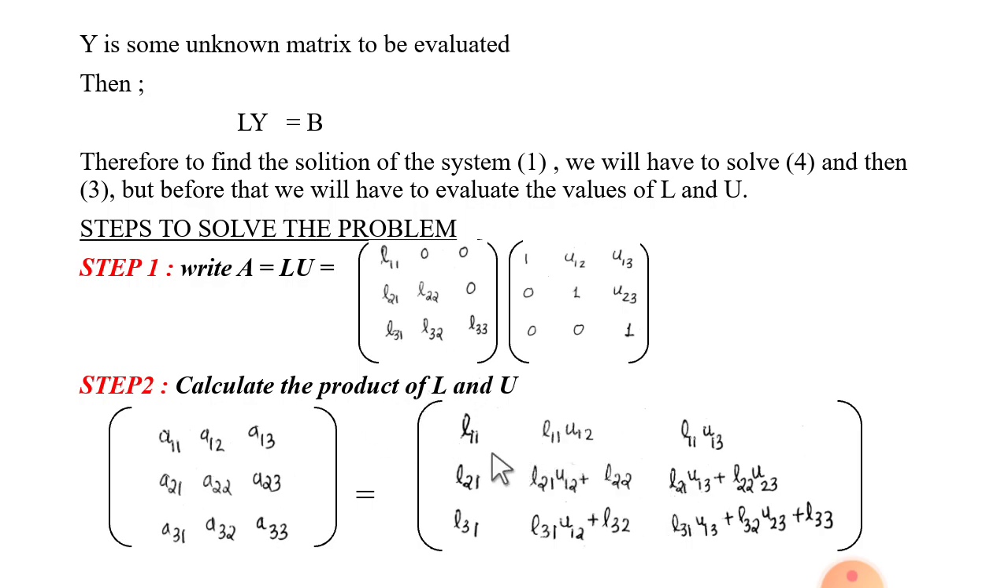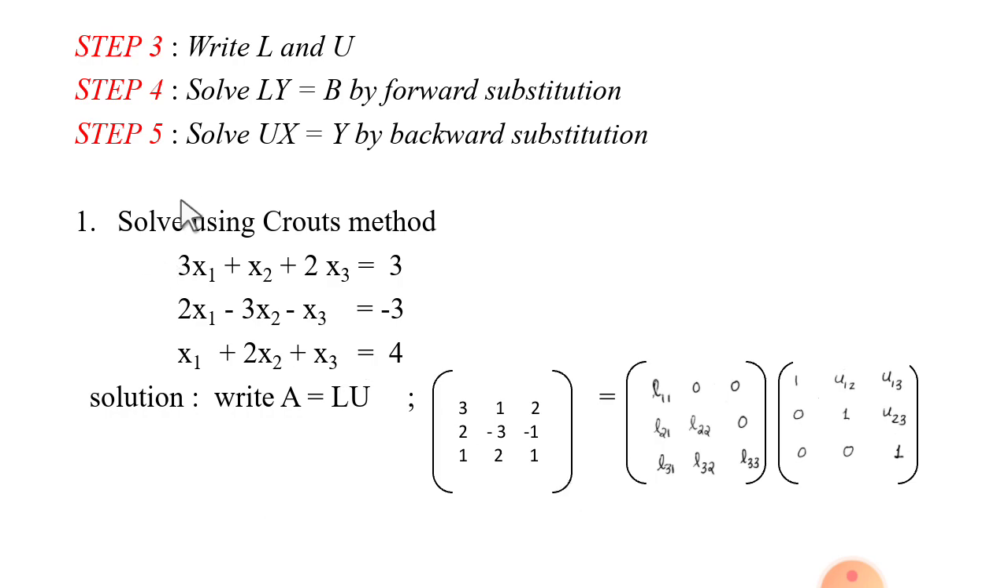So you have to calculate the product of L and U. This is the A matrix. So this has been written in the form A equal to LU. So the product of L and U is written here. Next you have to write the L and U matrices separately. Then you have to solve Ly equal to B by forward substitution and Ux equal to Y by backward substitution. Here X is the unknown which we have to calculate.